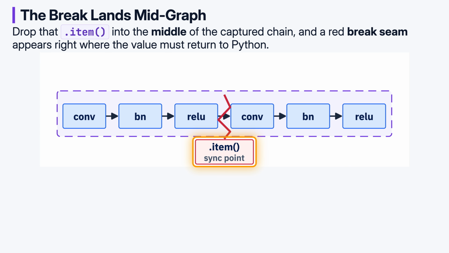Drop that item call into the middle of the captured chain. This new node is the item call, sitting mid-chain. A red break seam appears right here. It marks where the value must return to Python. The capture must stop at that point.